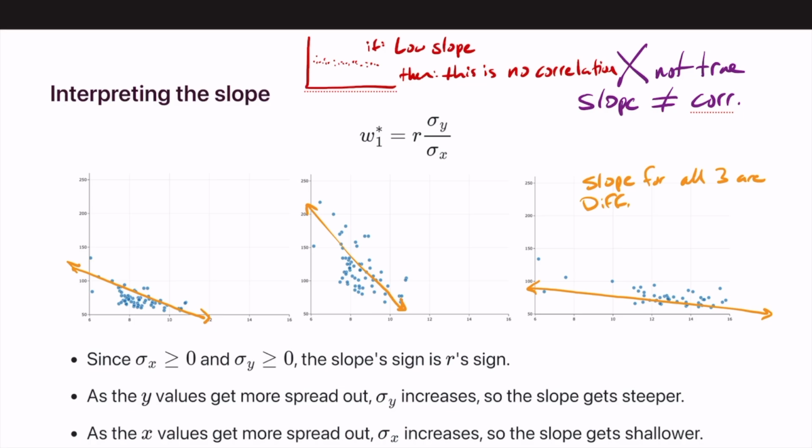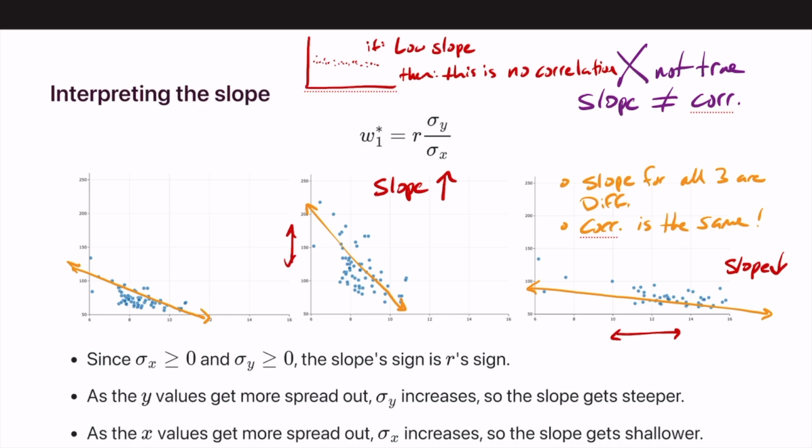So in this case, slope goes up. In this case, slope goes down, because we've stretched this, and then we've stretched this one relative to this first plot here. So in this case, the correlation is the same between all of these. So the slope for all three are different, but correlation is the same. So that's an important thing to keep in mind.